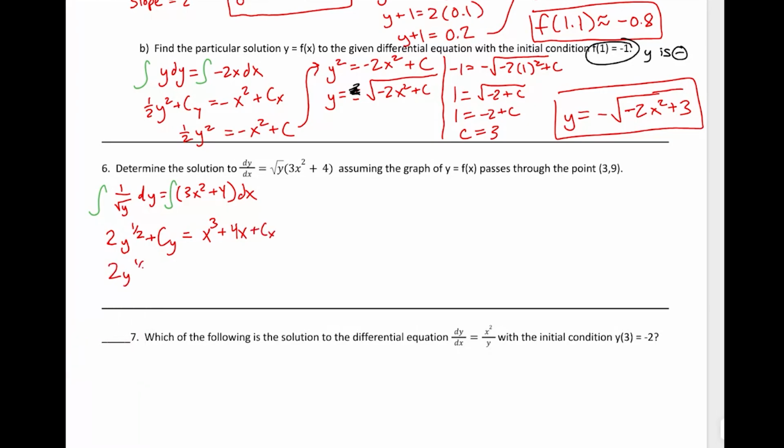So 2y to the 1/2. And I'm going to move that constant over and at this point combine them. X cubed plus 4x plus c. And I want to divide both sides by 2 to get y to the 1/2 equals, let's see here, x cubed divided by 2. So 1/2 x cubed plus 2x, and then plus c. Just like when we multiplied a constant by a constant, we get a constant. Same thing goes for division as well.